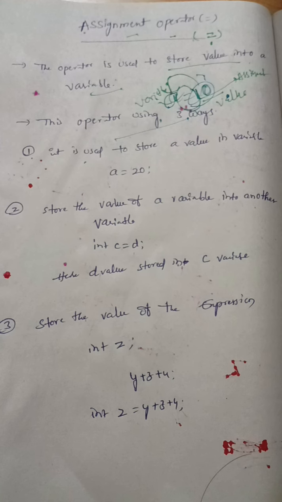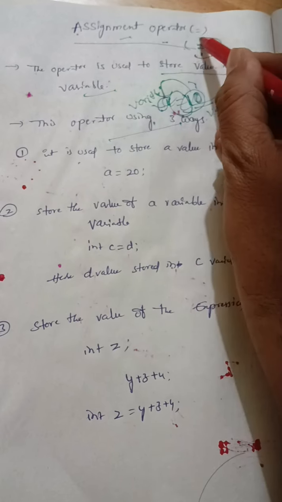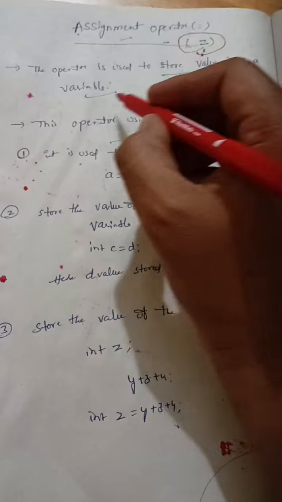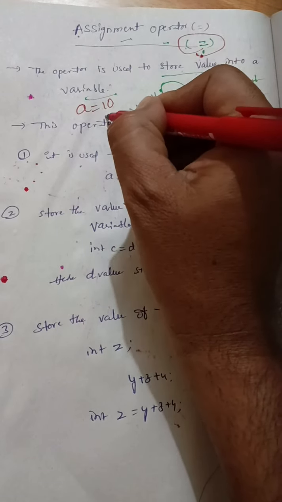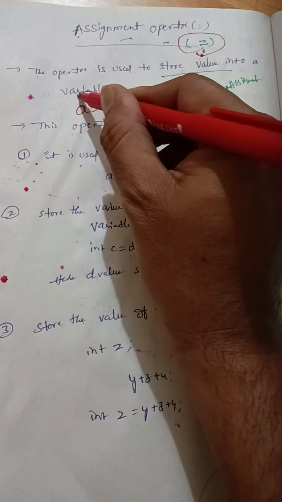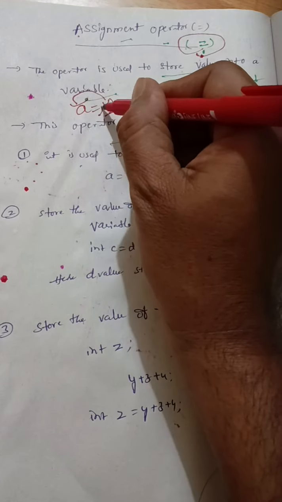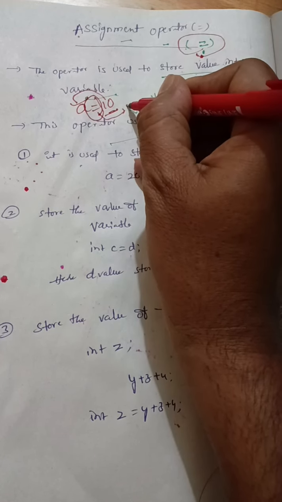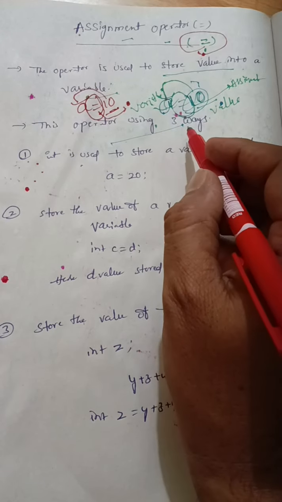The other operator is the assignment operator. Assignment operator means the use of the equal symbol. Using this operator we store values. Storing values means, for example, the value 10 is stored into the variable a. This equal symbol is called the assignment operator. Assignment means storing values into a variable. This assignment operator is used in three ways.